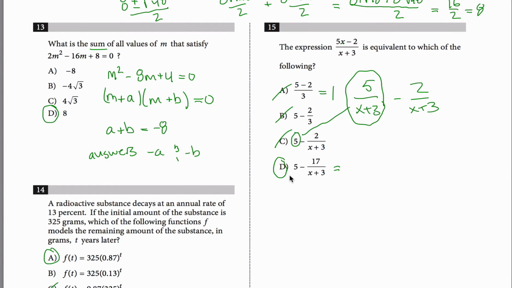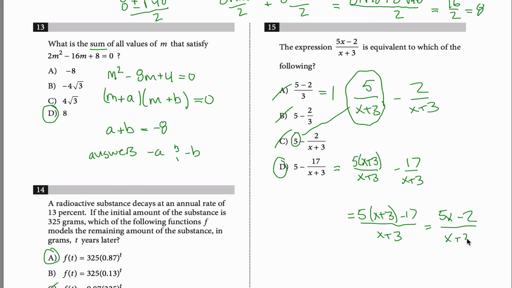This is 5 over 1, which is 5 times x plus 3 over x plus 3, minus 17 over x plus 3. Right, now I have a common denominator, so this is just 5 times x plus 3, minus 17, all over x plus 3, which if I distribute this 5 through, I get 5x, and then 5 times 3 gives me 15, but when I subtract 17, I'm left with negative 2 over x plus 3, which gets me back to the answer that I wanted.